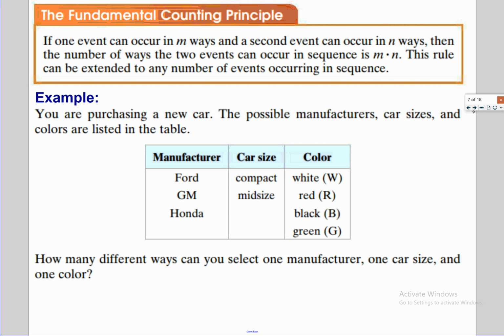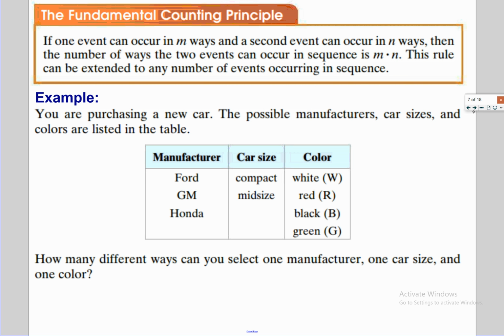It's officially called the fundamental counting principle. Again, you might call it the multiplication counting principle. If one event can occur in m ways and the second event can occur in n ways, the number of ways that the 2 events can occur in sequence is m times n. So like our questions were 3 times 2 or 3 times 3 or 3 times 4, and that's where we're getting the total number of samples.